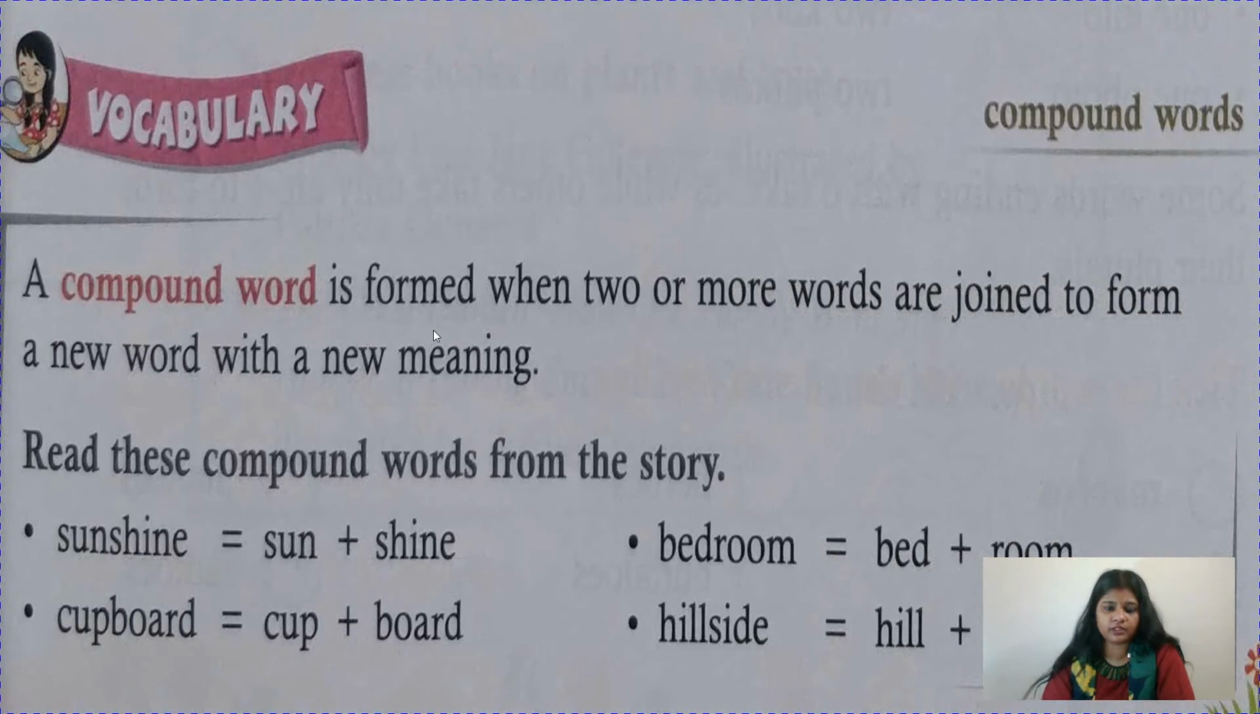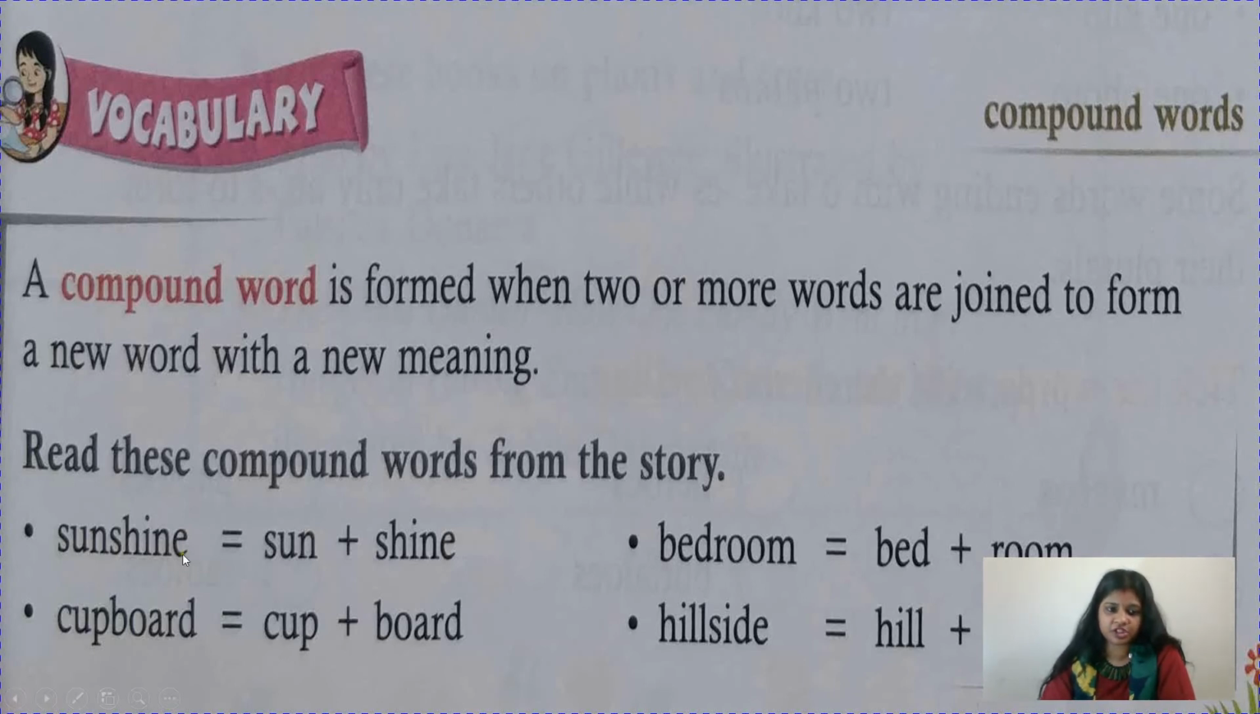A compound word is formed when two or more words are joined to form a new word with a new meaning. See, in a compound word, what happens? When you join two meaningful words and it gives another meaningful word, that is a compound word. Let us read these compound words from the story. Sunshine. You know the meaning of sun. You know the meaning of shine. So when you add them, you get sunshine. You know its meaning also.